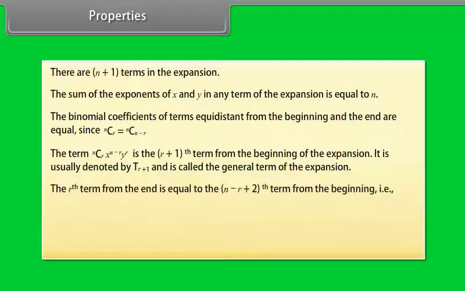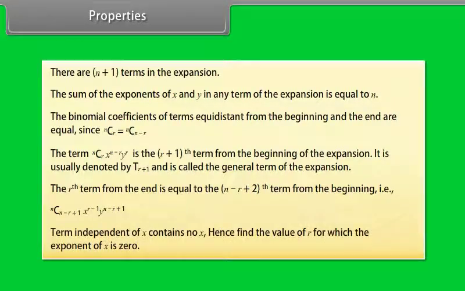The rth term from the end is equal to the (n − r + 2)th term from the beginning, that is, nC(n−r+1) x^(r−1) y^(n−r+1). The term independent of x contains no x, hence find the value of r for which the exponent of x is 0.